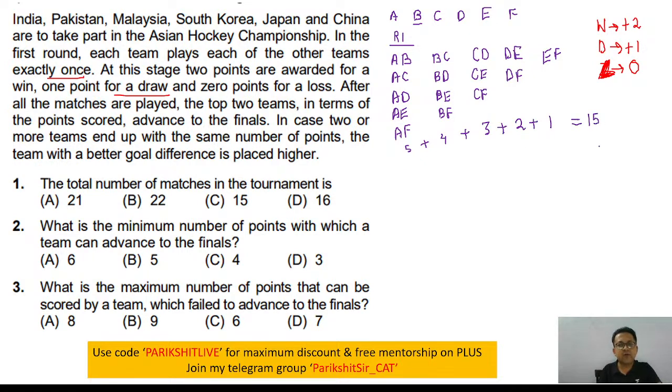And then your final, plus another one. Why is it plus one? Because you also have to include the final. The final was also played. So in total, can I say there were 16 matches in the tournament? So the total number of matches in the tournament is option D, 16.